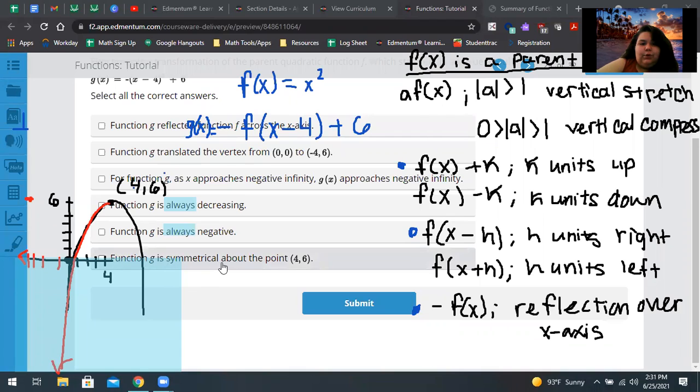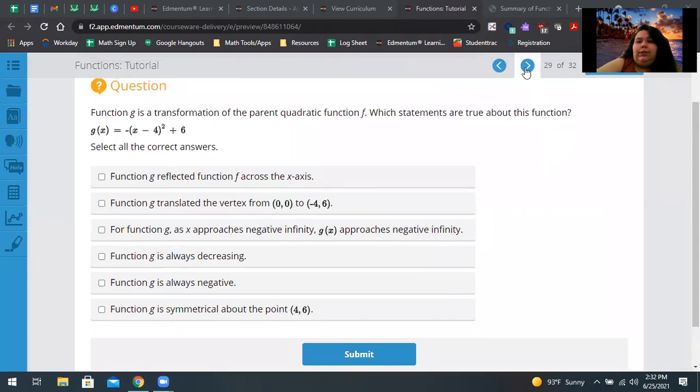Function g is symmetrical at the point 4, 6. So what do they mean by symmetrical? They're talking about that vertex part or that vertex line. So at 4, 6, again, mine is a rough estimate, so is it symmetrical there? Isn't that technically, we already determined that this is our vertex point? And remember, our axis of symmetry will go through our vertex and cut our parabola in half. So is that statement true? Is it symmetrical? If I cut it, is it even on both sides? So go ahead and answer those. Select the statements that you think are true.